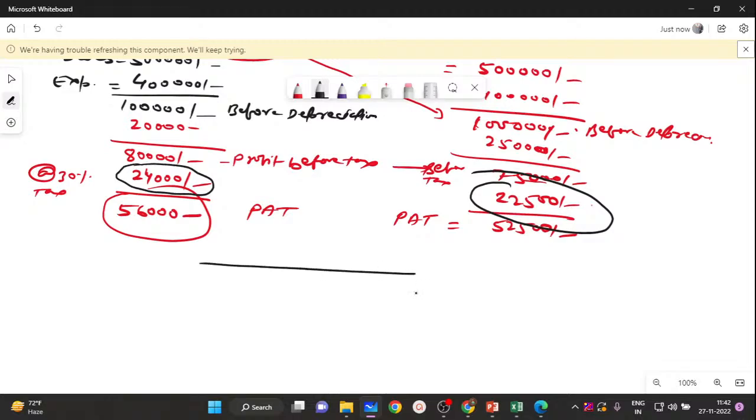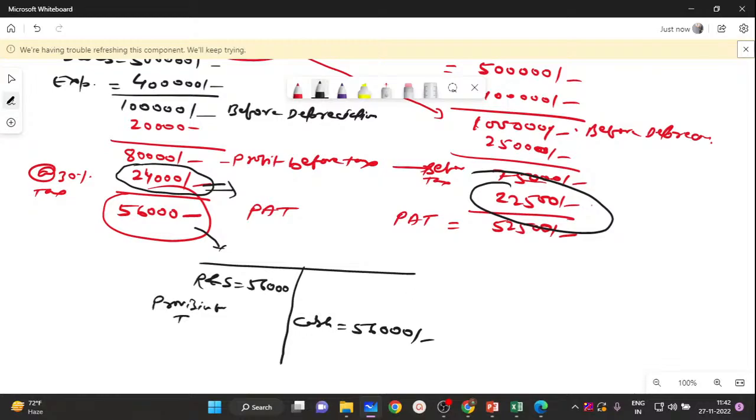Now the company is preparing the balance sheet. As you know, whatever the profit is, they will write here in reserve and surplus. How much will they write? That 56,000 profit in reserve and surplus, and here in cash and bank balance 56,000 rupees will reflect. Now suppose the company has not paid the entire 24,000 rupees of taxes. So what will the company write? Provision for tax. Provision for tax how much?